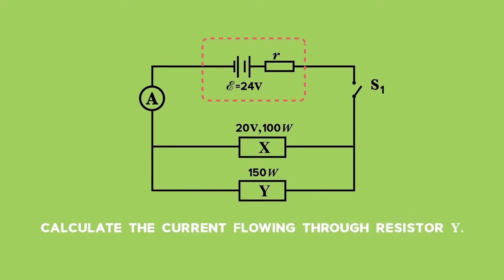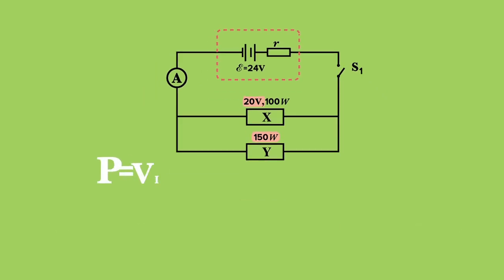The next question asks, calculate the current flowing through resistor Y. Here we have the power, 150 watts, and the potential difference of 20 volts. Thus, using the power equation, P is equal to V times I. Substituting in, 150 is equal to 20 times I. Then solving for current, we get I is equal to 7,5 amps.